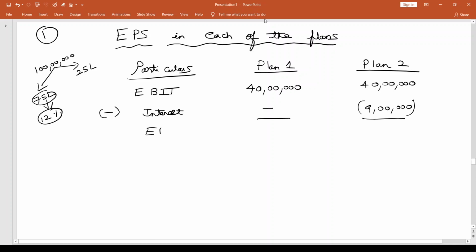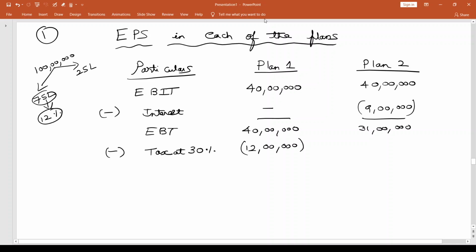And I have earnings before tax. For the first plan, it's going to be 40 lakhs. And for the second plan, it's going to be 31 lakhs. Minus tax. Here they say tax rate is 30%. So for the first plan, I think it's going to be 12 lakhs. And for the second plan, it's going to be 31 lakhs into 30%. That's going to be 9 lakhs 30,000.